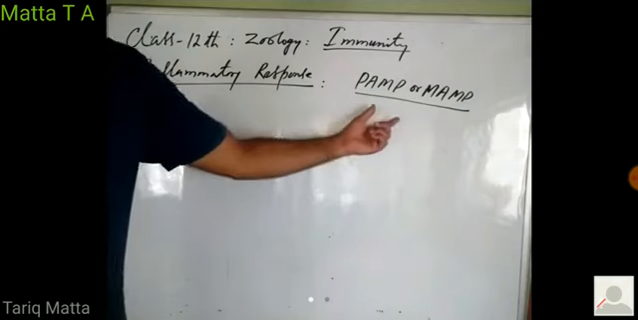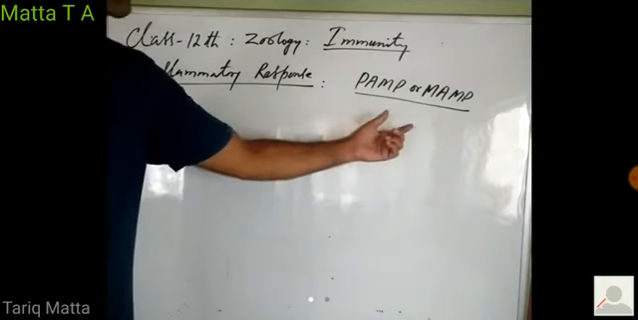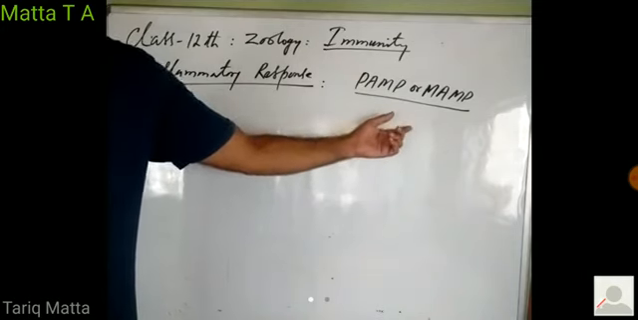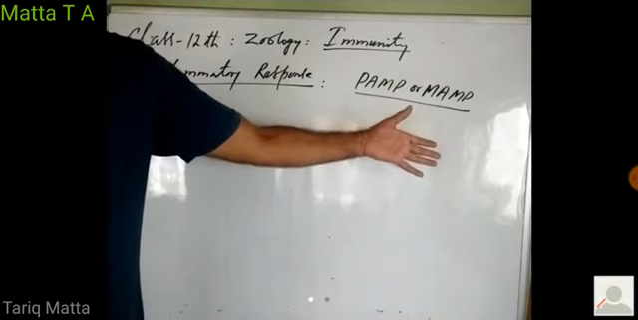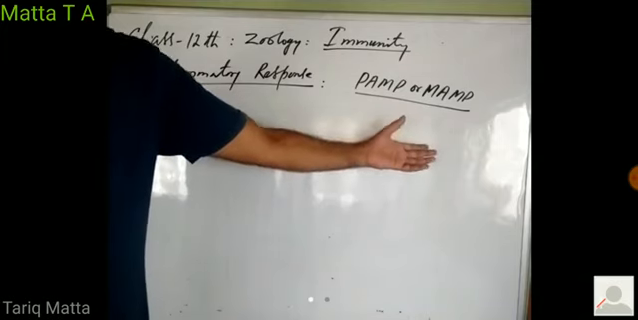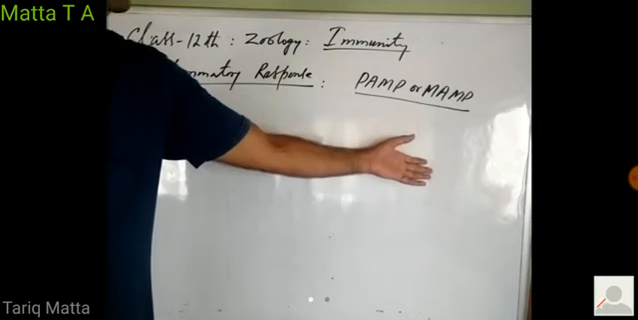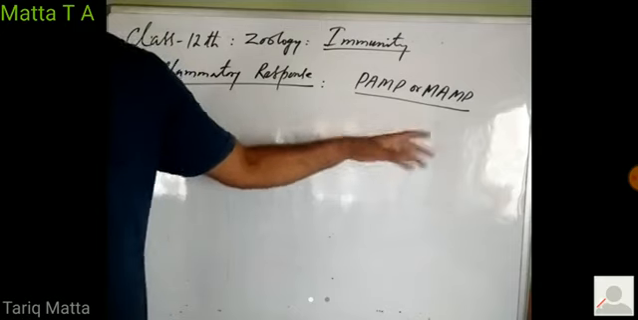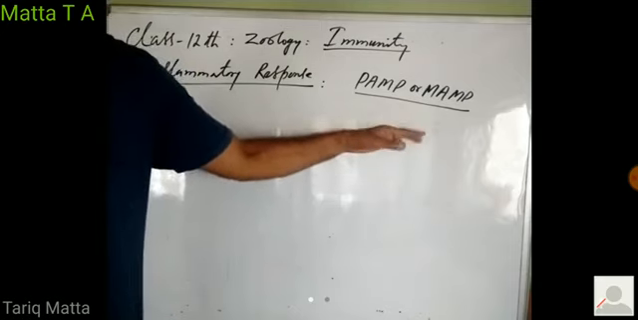It is taken up by the phagocytic cells, and phagocytic cells present it to mast cells, and mast cells secrete histamine, heparin, prostaglandins, and leukotrienes, and they cause inflammation. I told you yesterday how histamine causes inflammation.